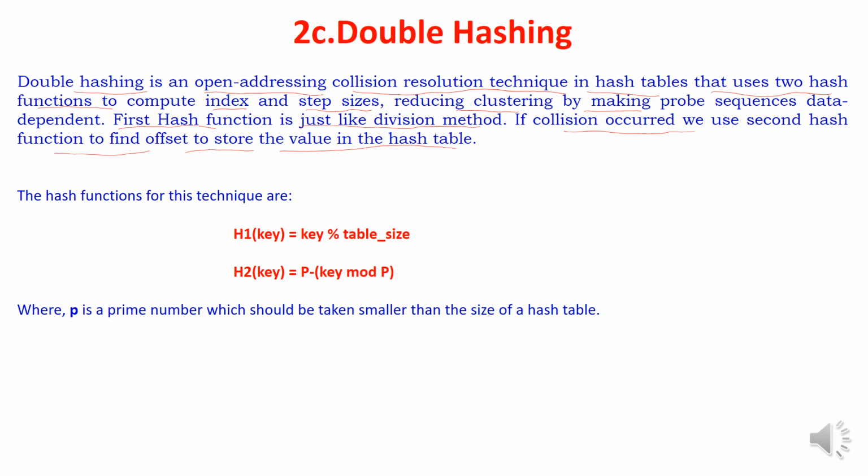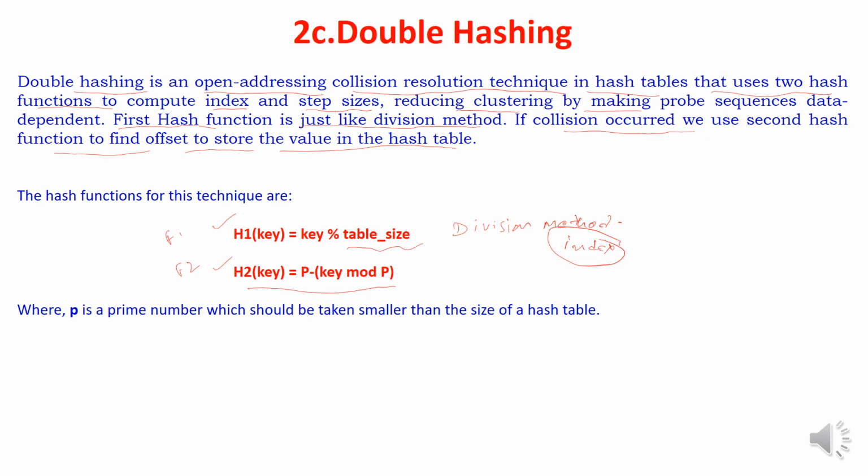So there are two hash functions, hash 1 and hash 2. The first function is just like the division method. In the division method, it finds the index by dividing the value using the table size. If there is no collision, the value will be stored there. If there is a collision, then we use the second hash function.